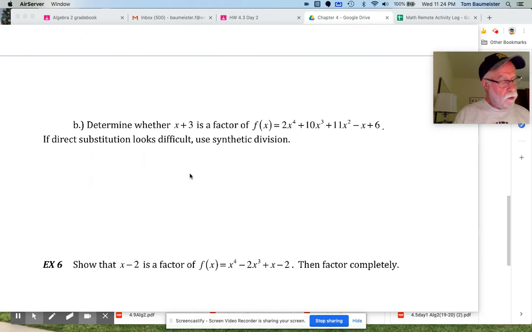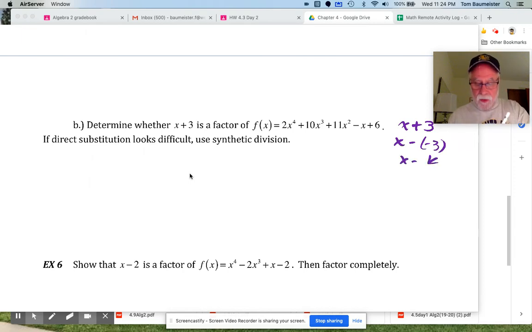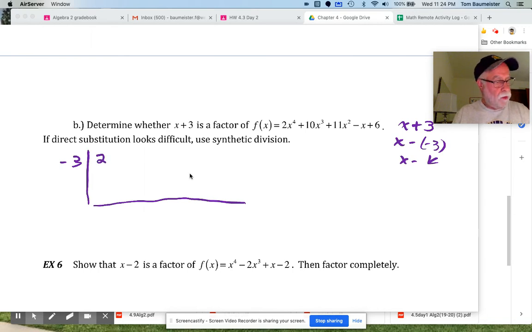So if we recall what I told you to do before, remember, it's x minus k. And we have x plus 3, so that should be x minus a negative 3. So our k is now negative 3. Since our k is now negative 3, remember, I put that on the outside. And then I put the coefficients. So I have 2, 10, 11, negative 1, and 6.